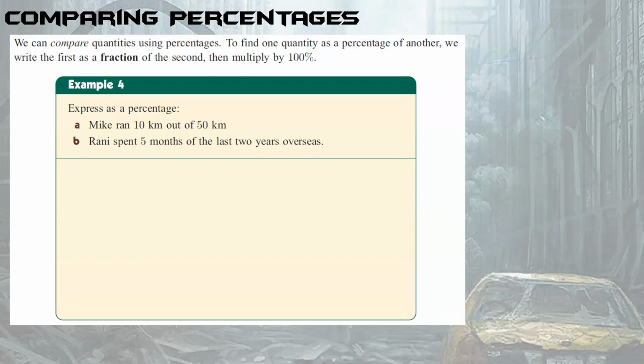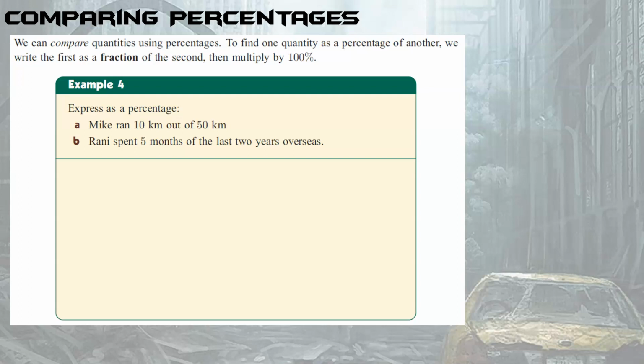Now what we're going to look at is comparing quantities using percentage. So this means something like finding the quantity as a percentage of another thing. So saying that you increased your money by 20%, rather than just saying you increased your money by $2.50 or whatever it is. We're using a percentage to make a claim.